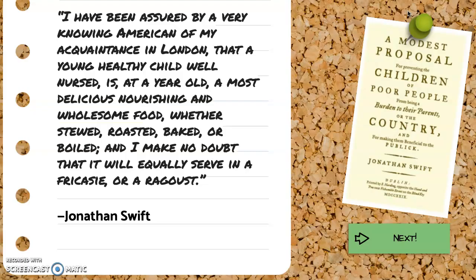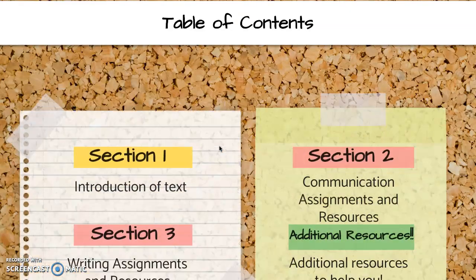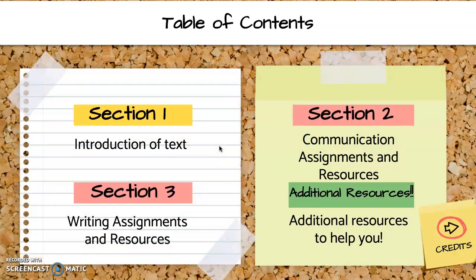This is just a quotation from the piece. You can click here or you can just click next like we normally do. This is kind of your table of contents. It tells you the sections. There are 3 primary sections and then a place with additional resources. Section 1 introduces the text. Section 2 are communication assignments and resources, and Section 3 are writing assignments and resources. And the last part is just additional resources and assignments for you.